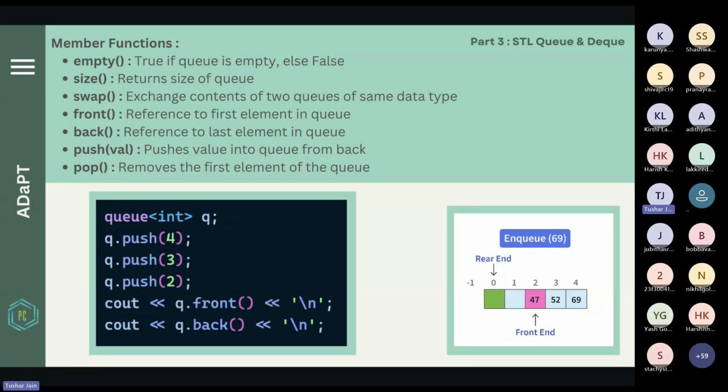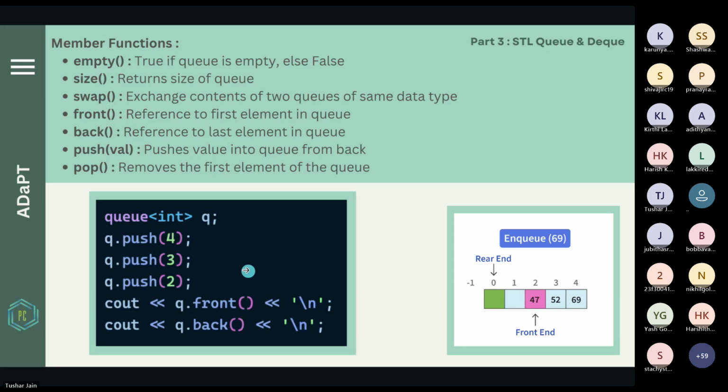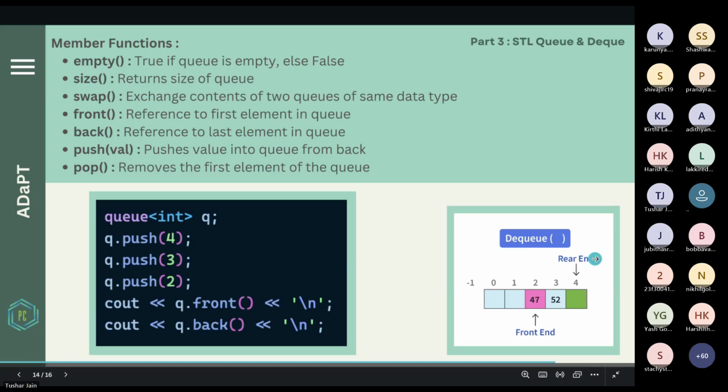And the next is push val. It pushes a value, and the pop function removes the element from the queue, which is the frontmost element. So this is a code, and we have q dot front, q dot back. In this case, q dot front is 4, and q dot back will be 2.